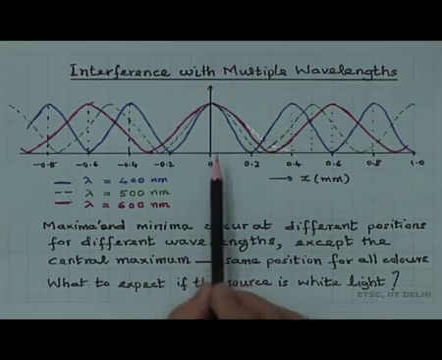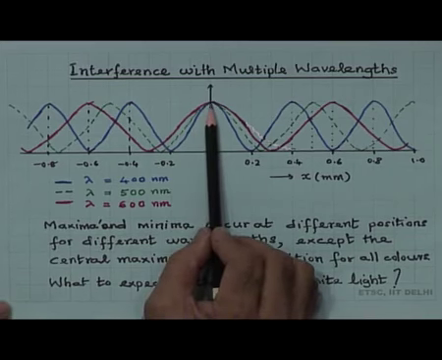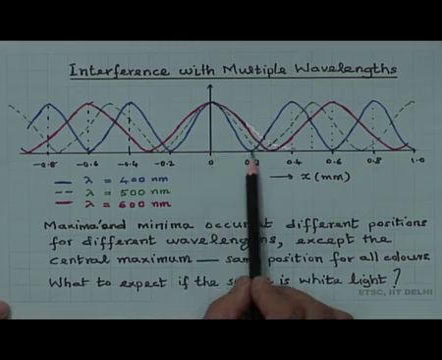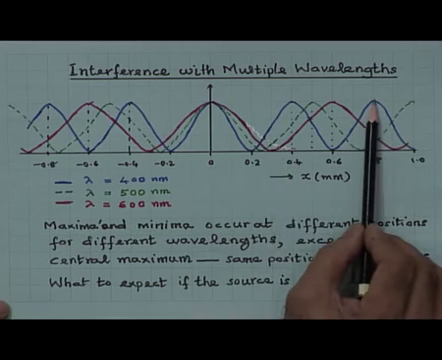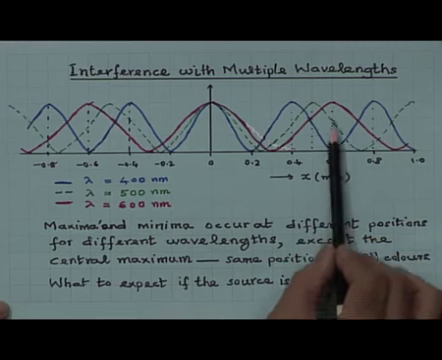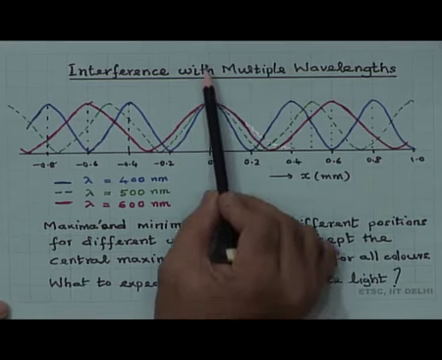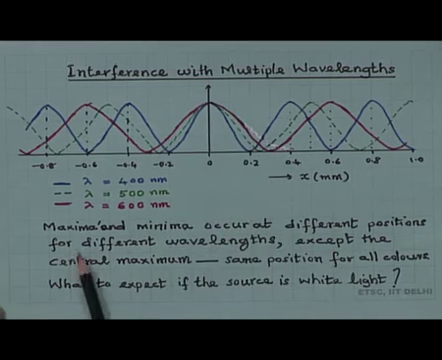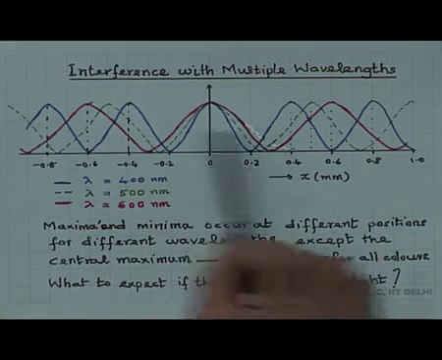How would it look like? We see that at O, all of them have the maxima at the same point O. But the maxima of blue is here, the minima of red is here, and after some time we see that when blue is minimum, red is maximum. So, the maxima are occurring at different positions. What will be the net sum? The amplitudes will add in such a way that the maxima and minima occur at different points for different wavelengths except the central maxima. It is the same position for all the colors. So, what to expect? The net effect.